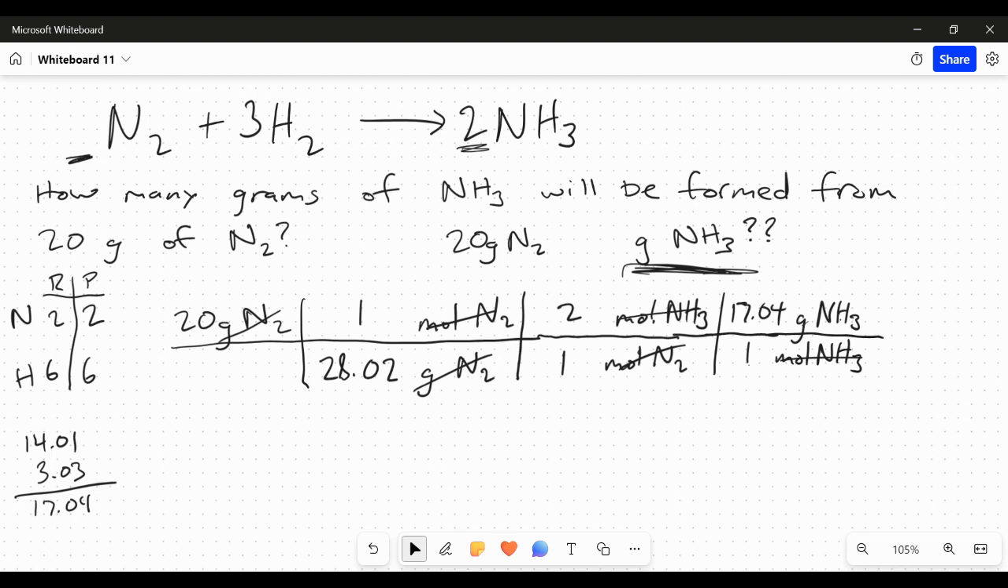Now we squish this whole piece together into one big fraction and solve it out. So 20 times 1, we ignore that, times 2 times 17.04 over 28.02 times 1 times 1. Anything times 1 is itself, so we can just ignore that. So now we just solve this.